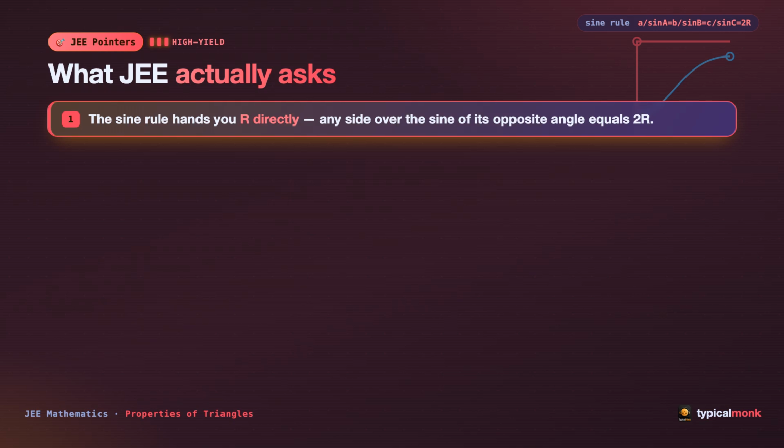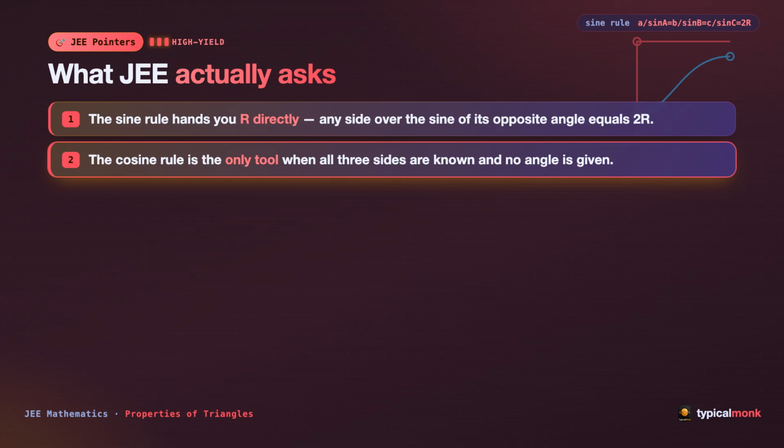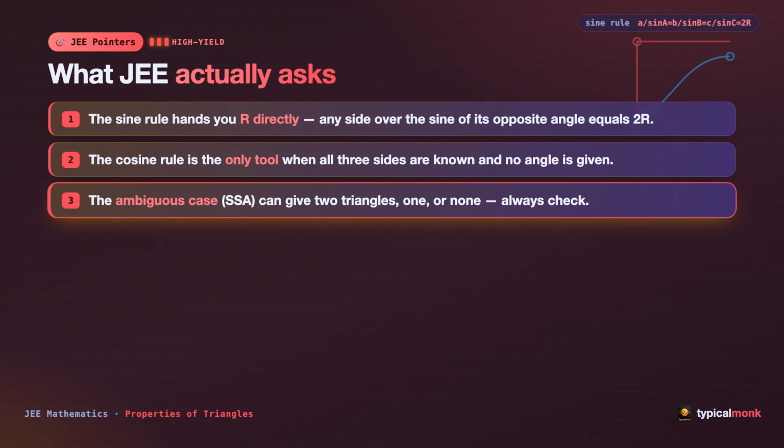Now sit up straight. These 5 lines are what JEE actually asks year after year. 1. The sine rule hands you R directly. Take any side, divide by the sine of its own opposite angle, and you already have 2R. 2. The cosine rule is the only tool available when all three sides are known and no angle is given at all. 3. Watch the ambiguous case. Two sides and a non-included angle can build two triangles, one triangle or no triangle at all. Always check before you answer.